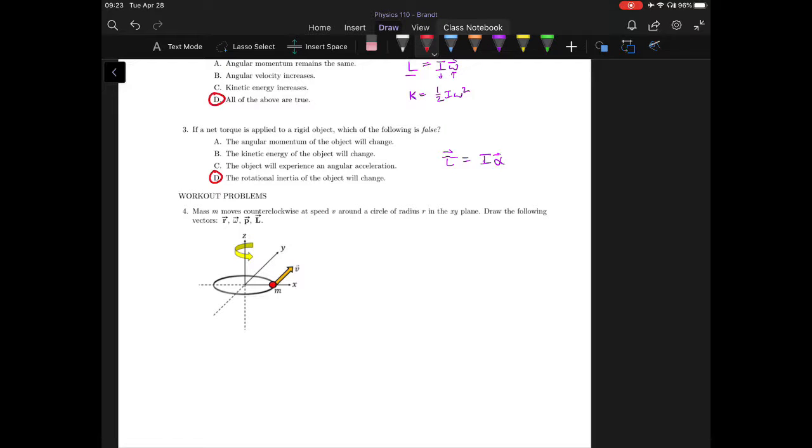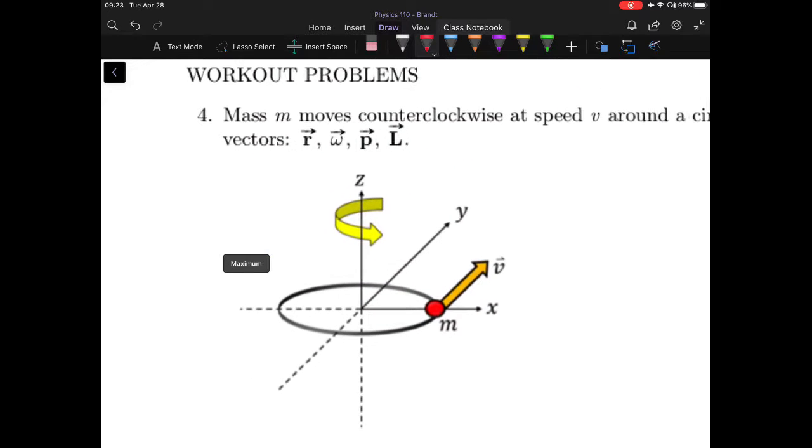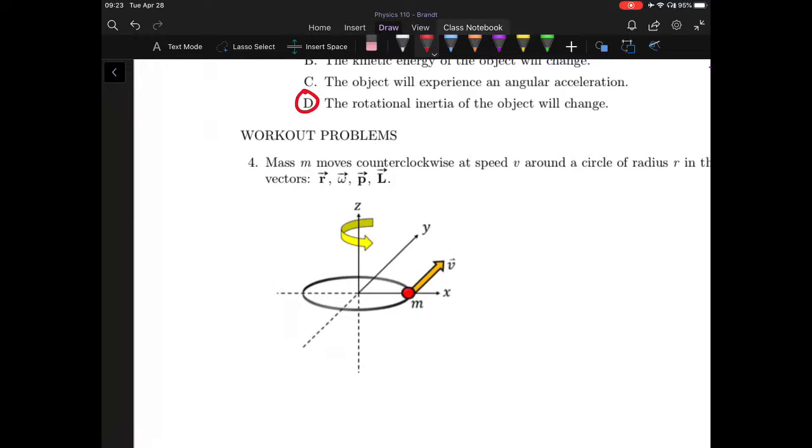All right, workout problem 4. We've got a mass moving counterclockwise around this circle demonstrated on our diagram here. We're trying to draw the following vectors. So let's just zoom in on this guy. And so the first one we'll look at is R here. So R is from the axis of rotation to our object. There's R.